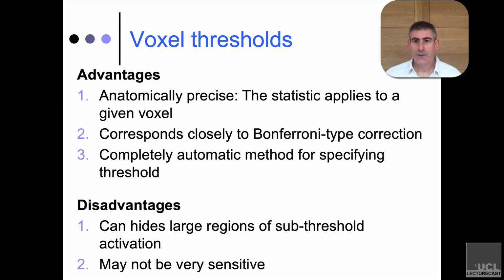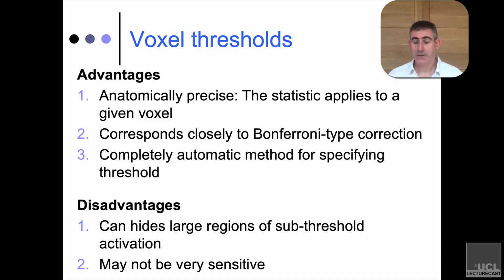Okay, so I've talked at some length about Gaussian random field theory. The version that we've talked about here allows you to create what are called voxel thresholds. That is to say, based on this Euler characteristic and the Gaussian random field that you're applying it to, you get a height threshold that can be applied at each voxel in order to control the family-wise error. So any voxel that exceeds that height threshold is by definition significant.